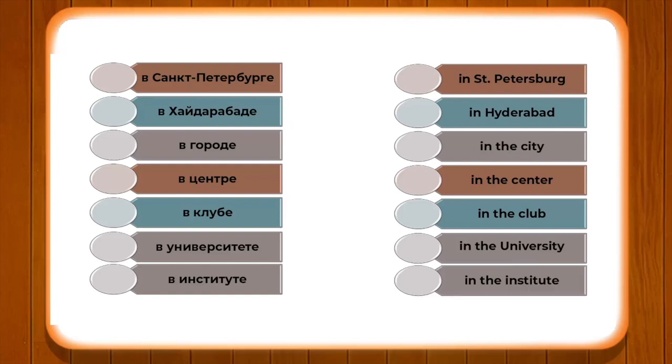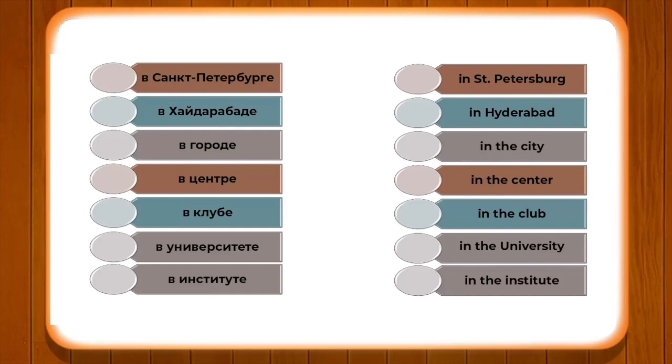You can also use certain verbs which we have already discussed in the previous modules, as each case has a number of verbs which are largely used with it. Like in the prepositional case, we use verbs like жить and работать with где. Где он работает? Он работает в институте, в университете, в клубе, в центре, в городе, в Хайдарабаде, в Петербурге, etc.